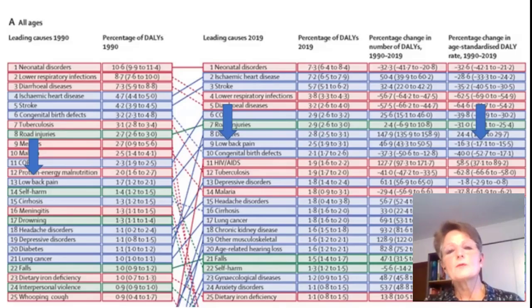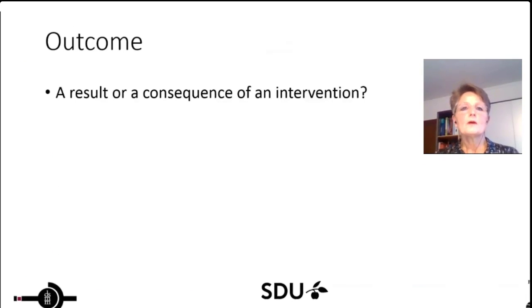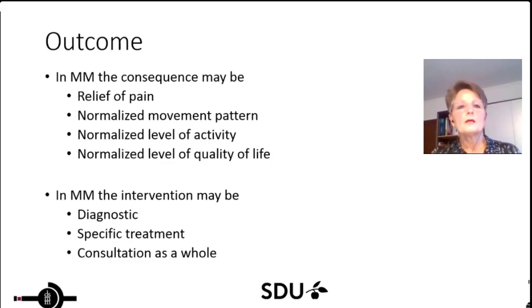And what I think is that we have to look into combined outcomes when we want to combine, and we have to define what we're doing in musculoskeletal medicine. The outcome is a result or consequence of an intervention, of what we're doing. In musculoskeletal medicine, the consequence of the pain or our treatment can be relief of pain, normalized movement pattern, normalized level of activity, normalized level of quality of life.